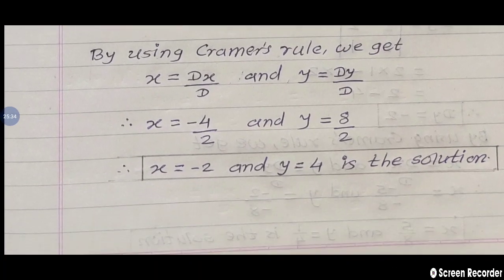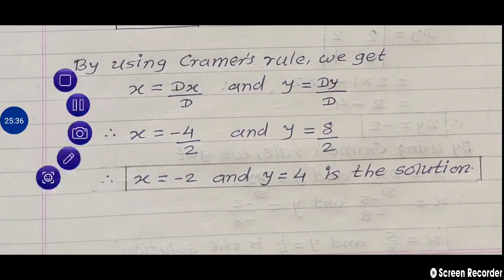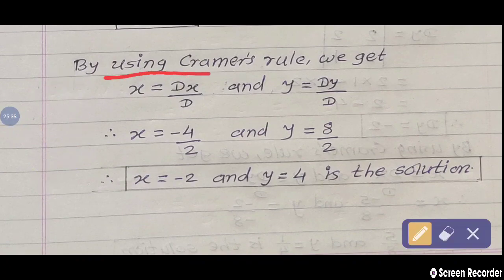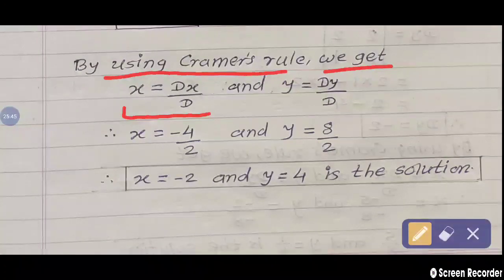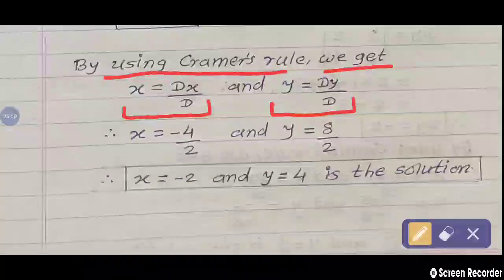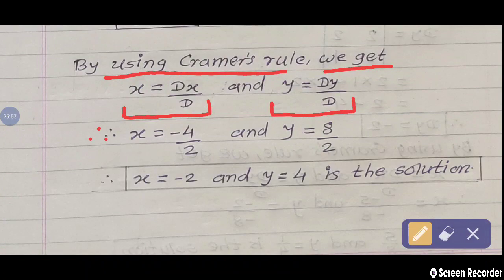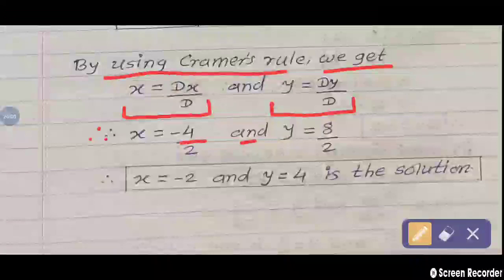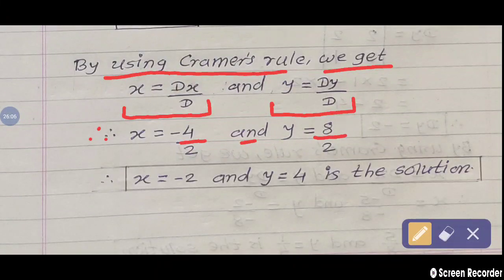Last step is by using Cramer's rule, we get x is equal, first of all write down the formula. x is equal to what? Dx upon d, and y is equal to what? Dy upon d. Substitute the value. Therefore, x is equal to, value of dx is minus 4 divided by value of d is 2, and y is equal to, value of dy is 8 divided by value of d is 2.